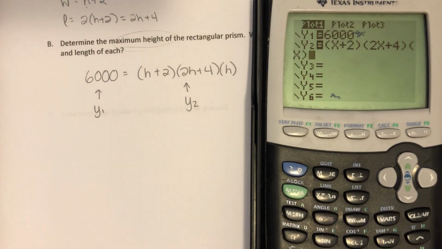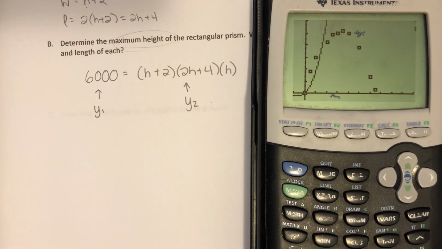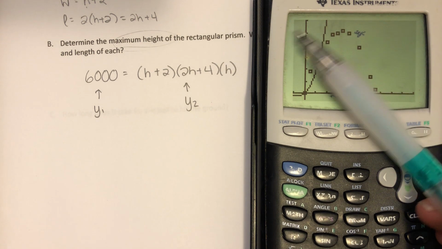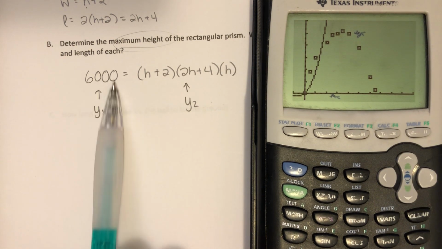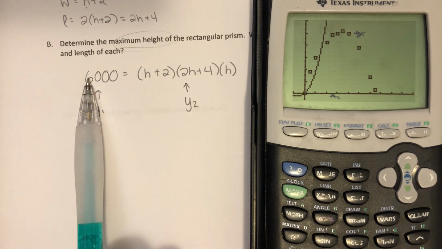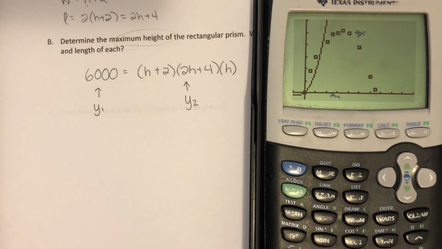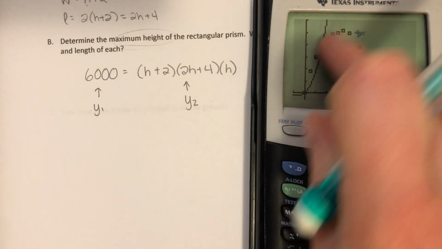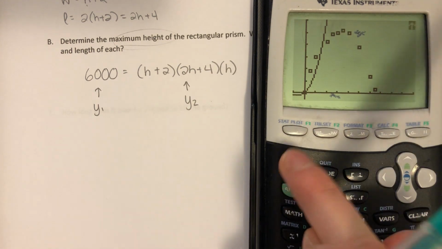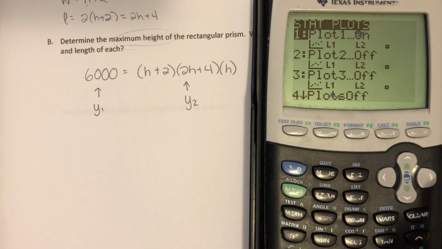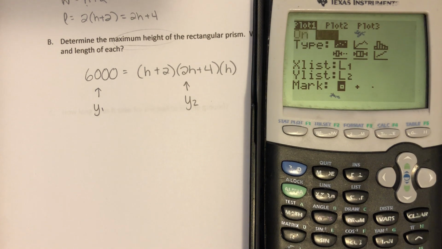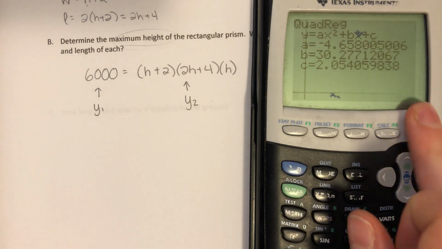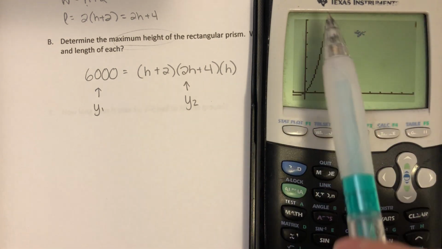And before I even hit graph, I mean I can hit graph, but it goes way out of the screen really, really quickly. And I've got a horizontal line up at 6,000. So I definitely need to adjust my window. I'm also, because I'm seeing that I still have my stat plot on, going to turn that off. So I'm going to go second stat plot, go into number 1, turn it off. So now if I graphed it, those would be gone. I've just got that line.